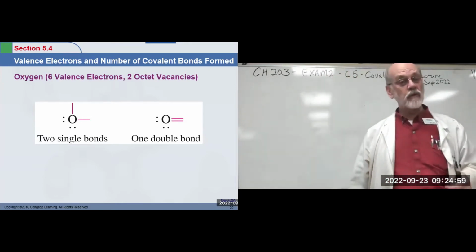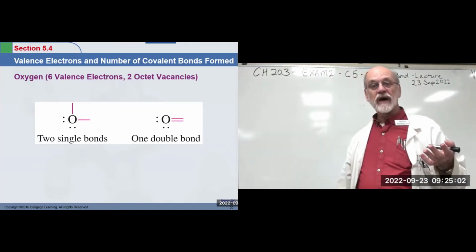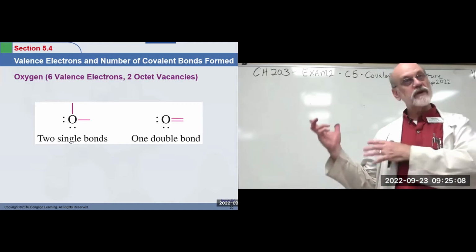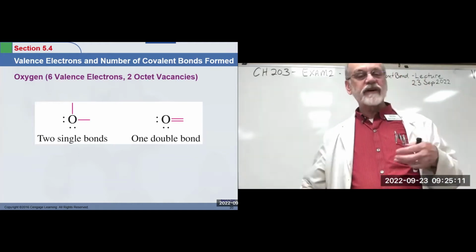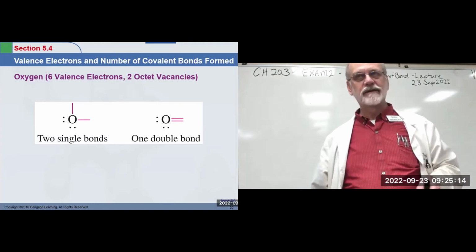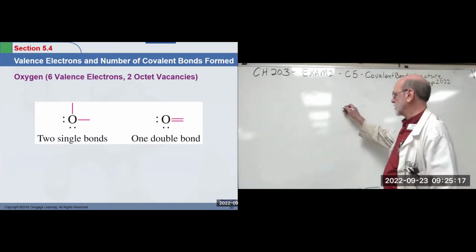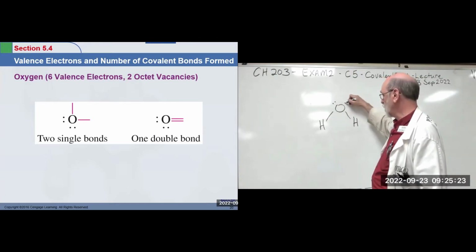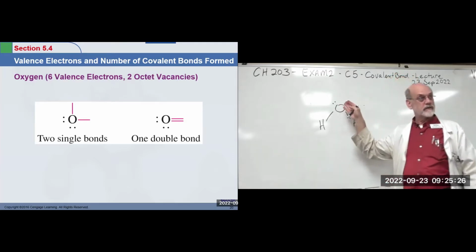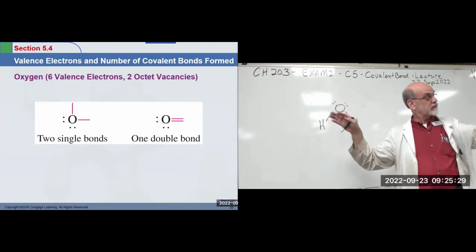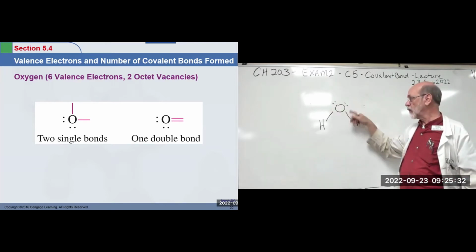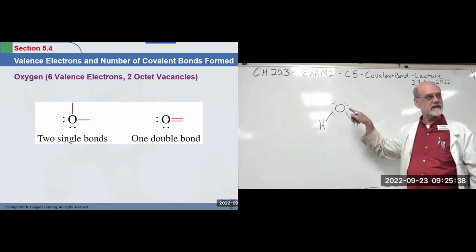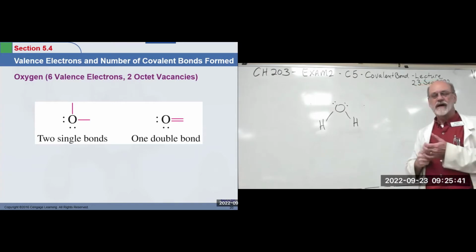So oxygen tends to form 2 bonds, either 2 single bonds or 1 double bond. We've seen the 1 double bond already. A perfect example of 2 single bonds is water. Right? You've probably seen this more than you want to. There you go. And those are the valence electrons that weren't used. Oxygen is in the 6th column, so it has 6 electrons, 2, 4, 5, 6, and then it gets 1 from here, 7, 1 from here is 8. That's oxygen, water.